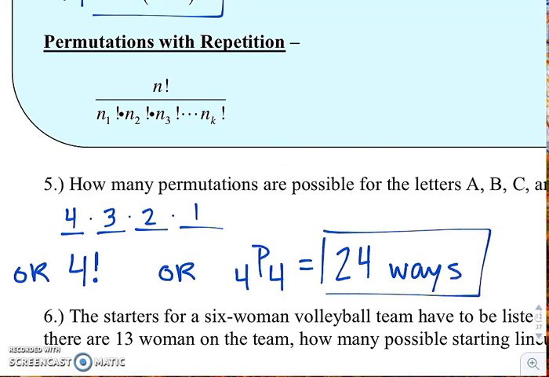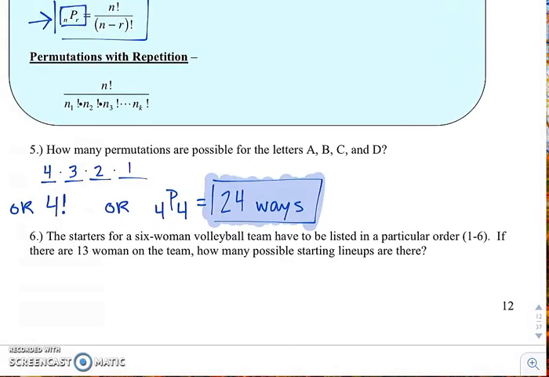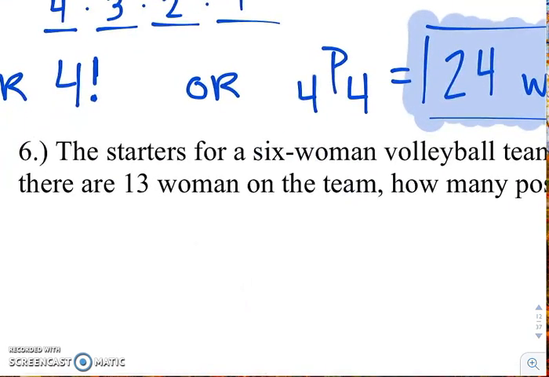So 24 ways to arrange the letters A, B, C, D. Number 6 then says the starters for a 6-woman volleyball team have to be listed in a particular order, 1 through 6. If there are 13 women on the team, how many possible starting lineups are there? We could say we're only using 6 positions.